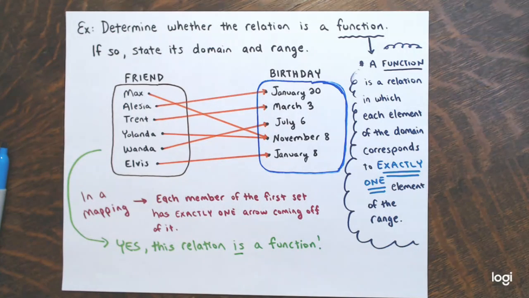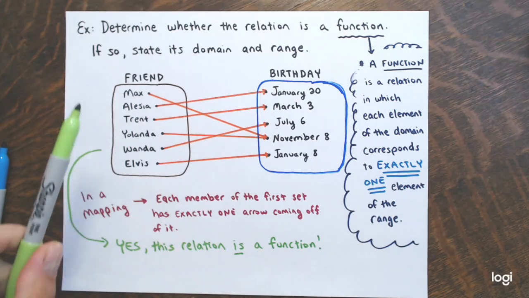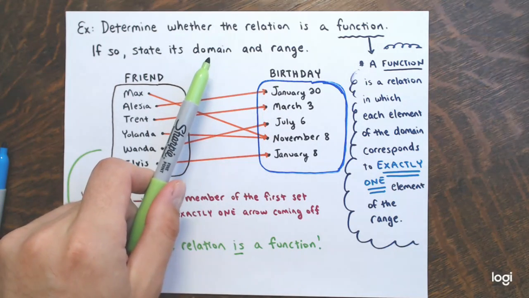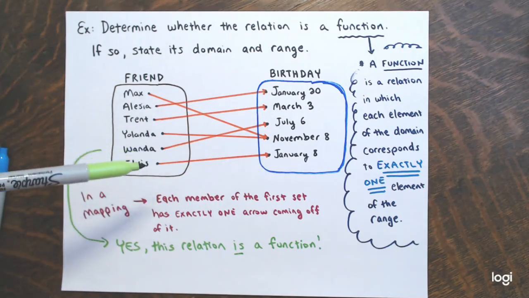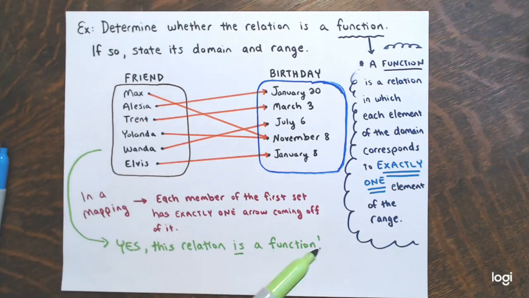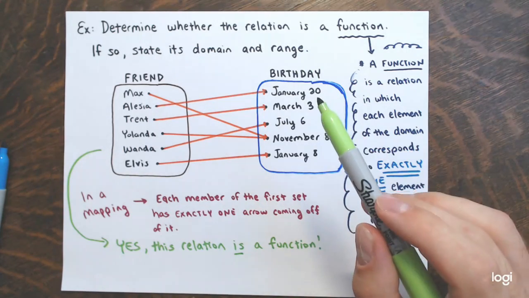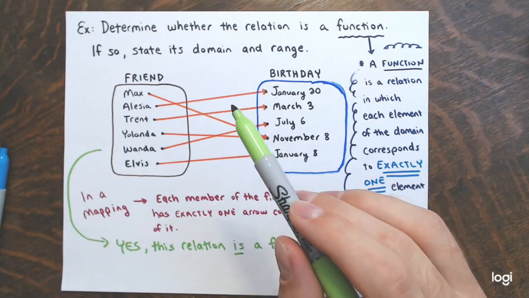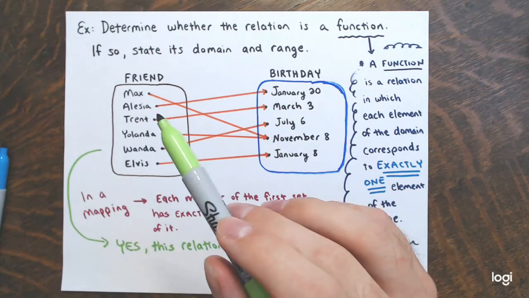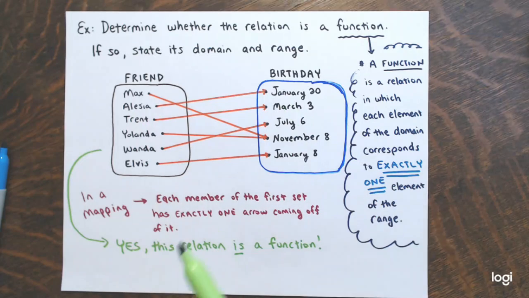Great. And then it was stated, hey, if it is a function, state the domain, state the range. Again, the domain is all the elements of the first set, all the members of this first set that actually have an arrow coming off of it, that actually correspond to an element in the second set. And the range is all the elements of the second set that have an arrow coming into it, that actually are corresponded to by an element of the first set, or that depend on an element of the first set.